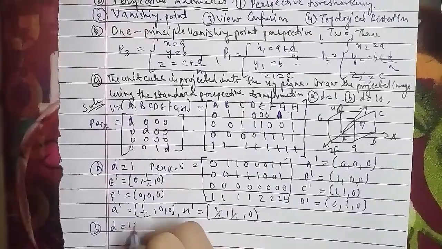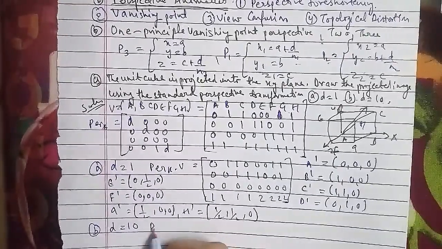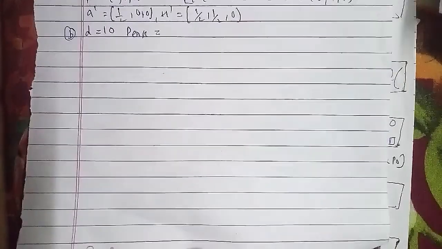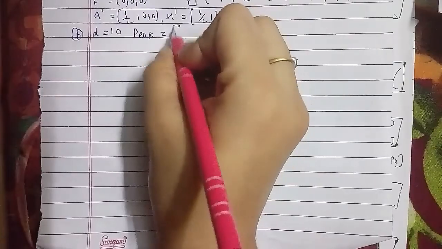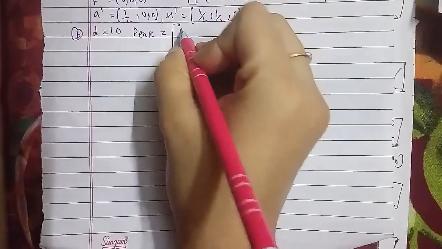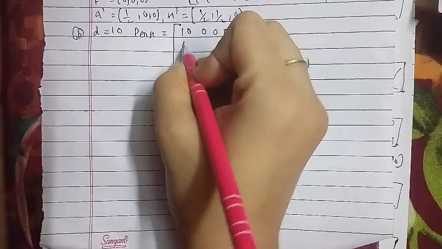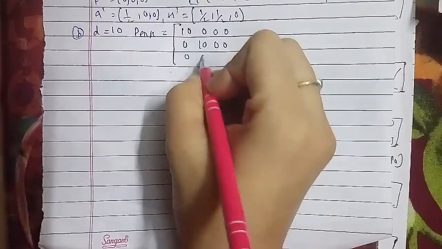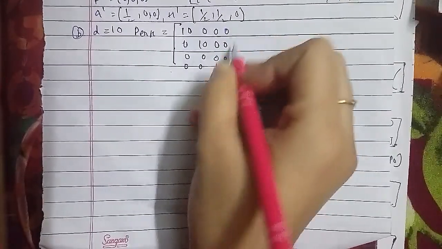D equals 10. The perspective matrix we have is 10 0 0 0, 0 10 0 0, 0 0 0 0 and 0 0 1 10.